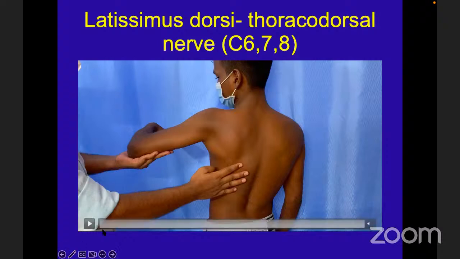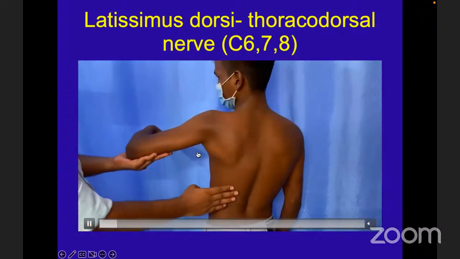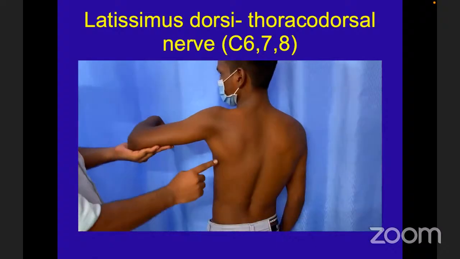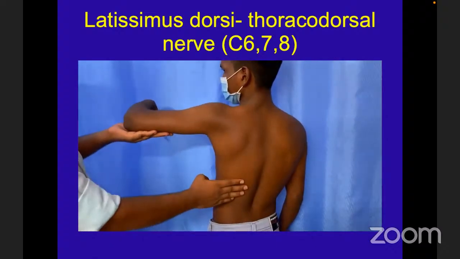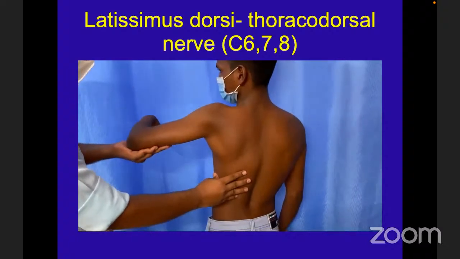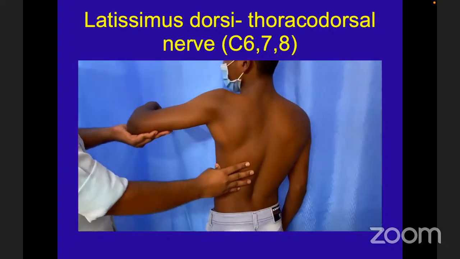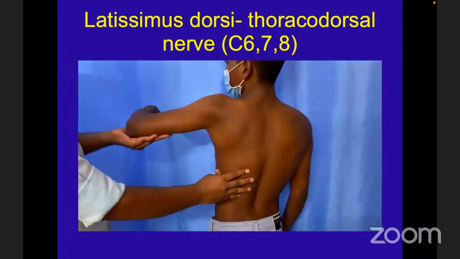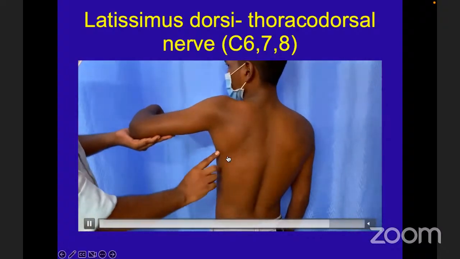The first one to check is the latissimus dorsi. There are two ways of checking it. Simply, it's an adductor and an internal rotator. Latissimus dorsi is an adductor and internal rotator. To stabilize the arm, ask him to adduct, and feel for it. This is where you need to feel for the latissimus dorsi.